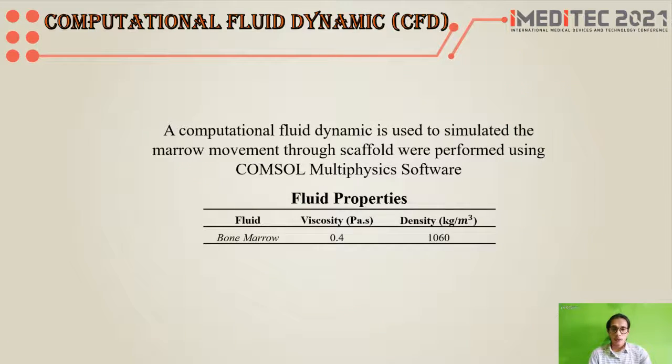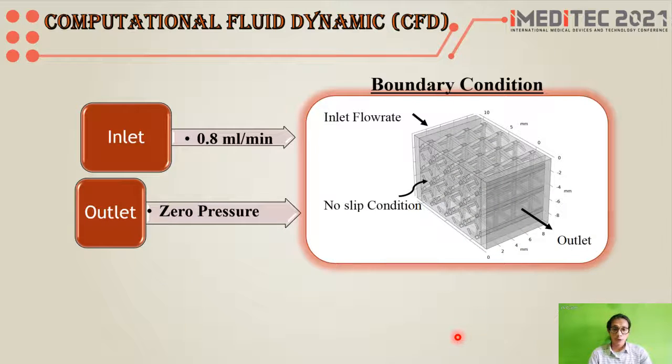Next, to simulate the fluid movement through the scaffold, the simulation was performed using COMSOL Multiphysics software. The dynamic viscosity of the bone marrow is 0.5 Pascal second and the density is 1060 kg per cubic meter. Bone marrow was assumed to be a homogeneous fluid with an incompressible flow. During the CFD analysis, the boundary condition between fluid and solid was defined as a no slip boundary. The inlet flow rate is given with a value of 0.8 ml per minute. The outlet was assumed to be zero pressure.